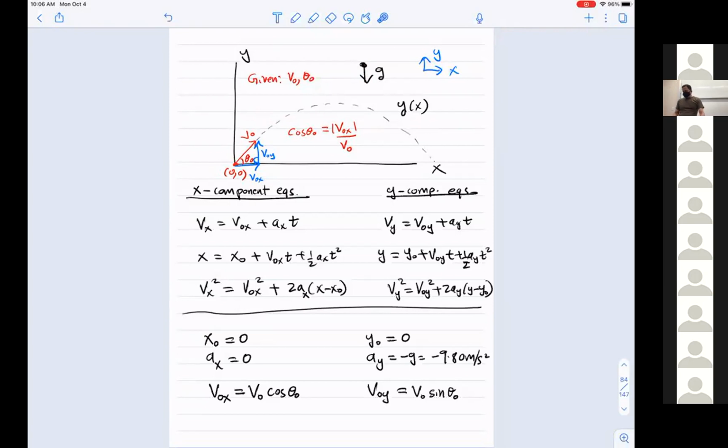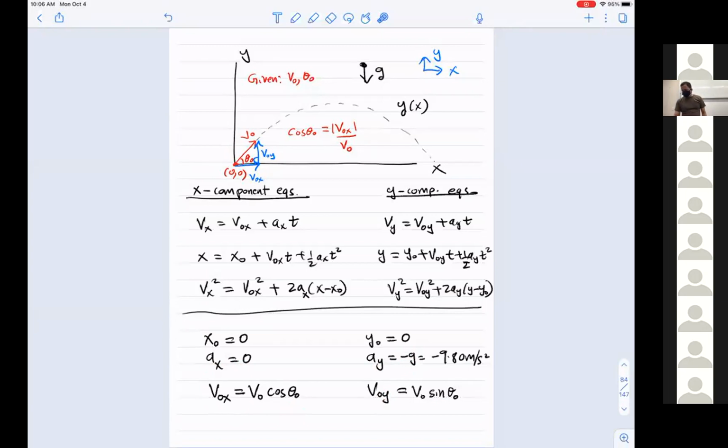And so we take our general equations of motion along the x direction and our general equations of motion along the y direction. And we identify that a_x is 0, that a_y is minus g in a coordinate system where the positive direction is chosen to be upwards. And then we do a little bit of trigonometry here. Given the initial speed and launch angle, I can break up this velocity vector into its x and y components, where v naught x is v naught cosine theta naught, v naught y is v naught sine theta naught.